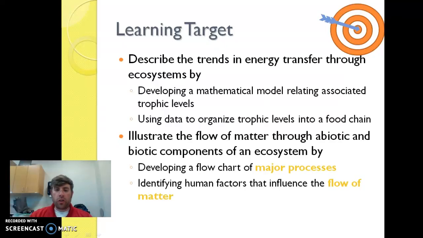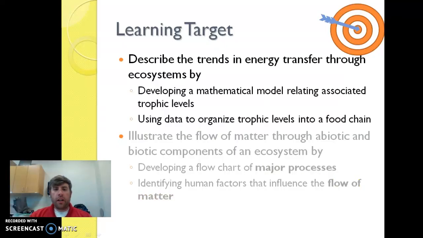So, first learning target. Let's get this on your sheet. First learning target on top of your note sheet there. Please write down: describe the trends in energy transfer through ecosystems, developing a mathematical model related to trophic levels, and use the data to organize trophic levels into a food chain. So, if you need to pause the video, do so and write that down.